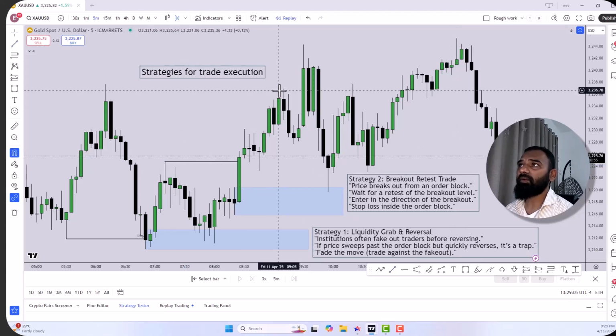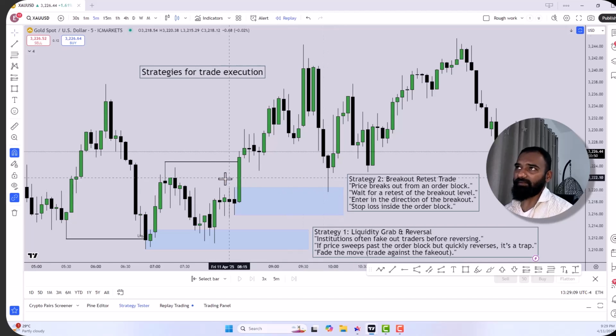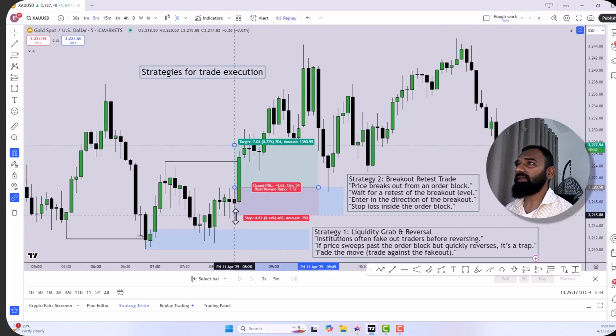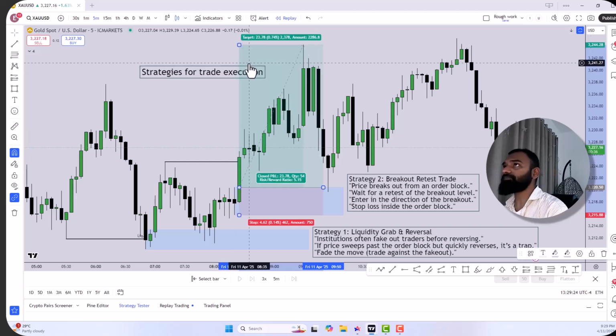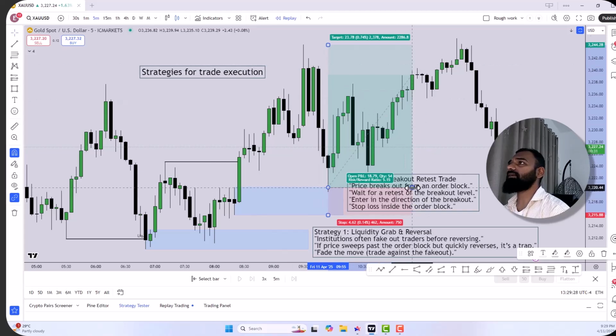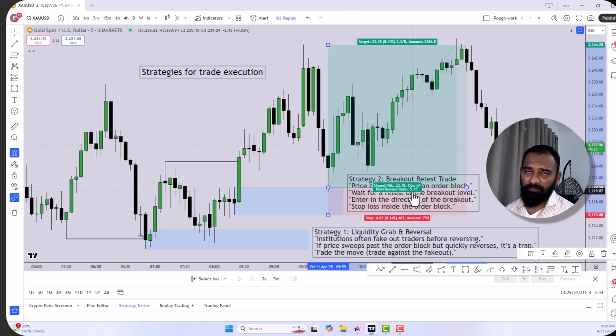That will be a breakout. And then they come back, mitigate their orders. It means add more orders and then go again up in the same direction. So this particular strategy will be up to this liquidity. So from here the trade will start and it will end up to this. It is also a 1:5 trade, very good trade.